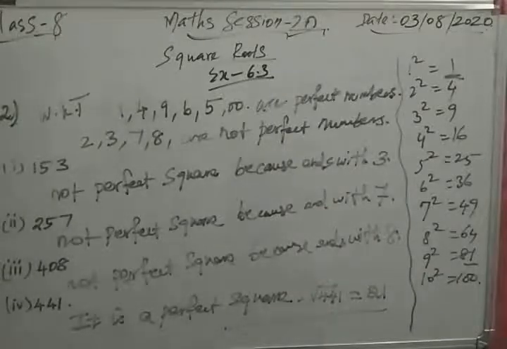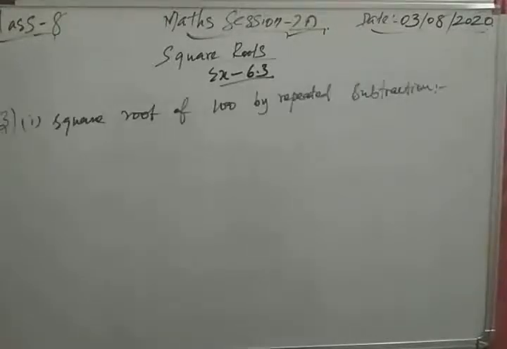Okay. Now let us go for the third question. Question number 3. Find the square root of 100 by the repeated subtraction method. Already in the previous exercise, 6.1, we have seen that when they gave numbers like 1 plus 2 plus 3, we added only the odd numbers, and we got the square value.